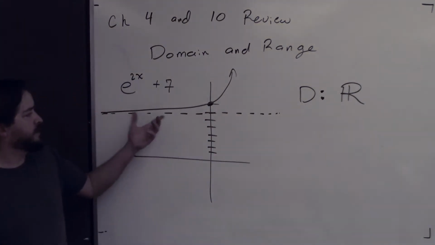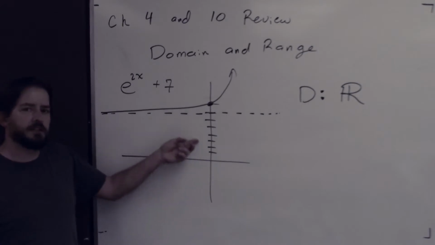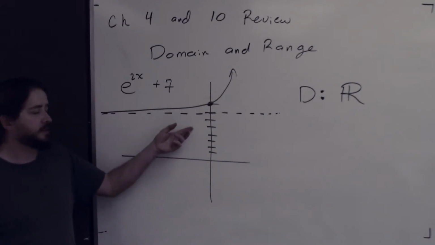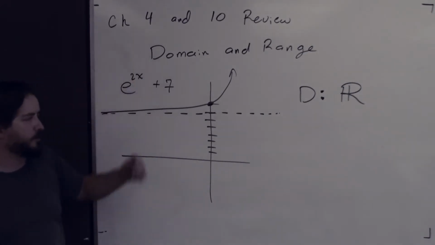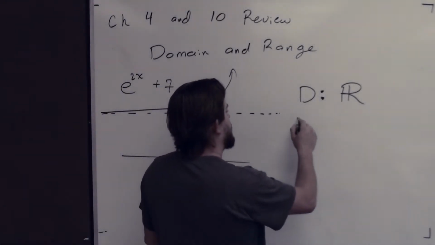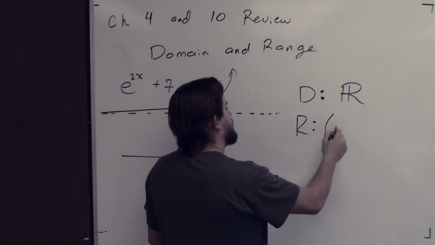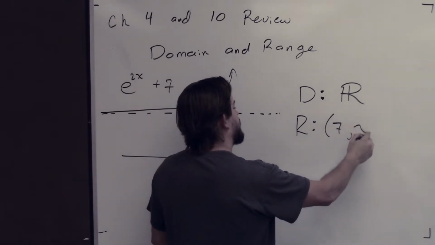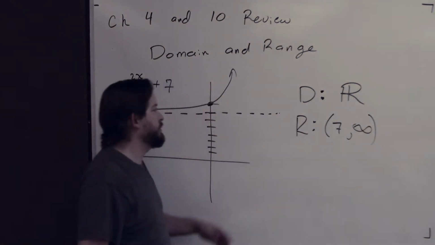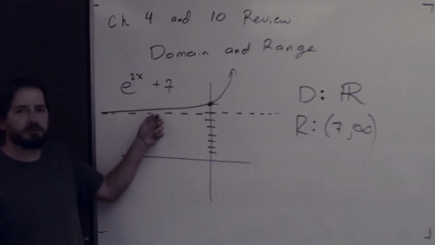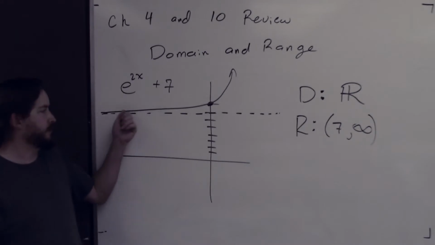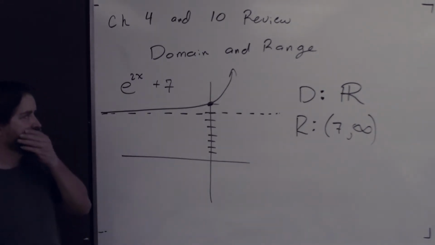What happens to the range, though? Now I'm not going to hit these numbers between 0 and 7. And so I start at 7, and I go forever upwards. So the range has changed. It is from 7 to infinity, and of course open on both ends, because we are asymptotically approaching 7 now, we don't actually ever get there. Good.